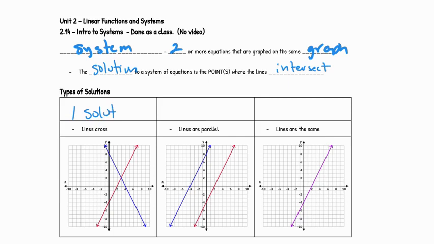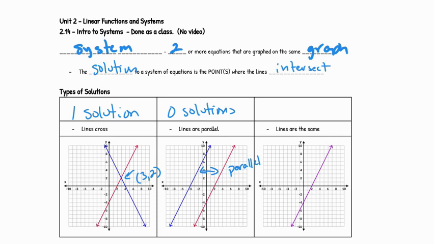There are three different possible answers. There's one solution, as you can see here. If you took the two equations, (3, 2) would be the only point that would work for both of them. There are no solutions, zero solutions. Those two lines are parallel, meaning they'll never intersect. They have the same slope.